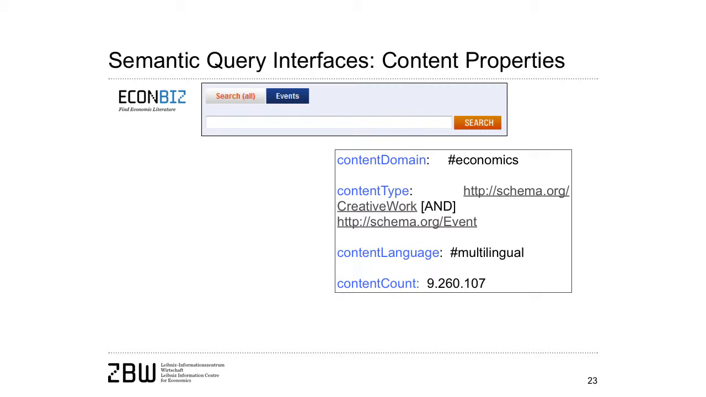We can say a little bit about the language. It's multilingual. We have Spanish, German, English, everything. And how huge the database is. In our case, it's 9.2 million data sets. That is the description of the content properties.